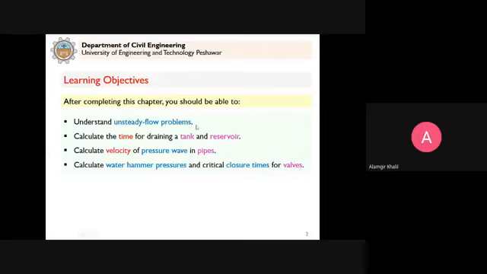Clear? Very interesting topics that we are going to cover in this chapter. But remember, these topics are not the only unsteady flow problems. We have so many other practical cases of unsteady flow problems, but as far as we follow our textbook, these two types of unsteady flow problems are what we are going to discuss and learn. After completing this chapter, you should be able to understand and calculate all these phenomena. Clear?